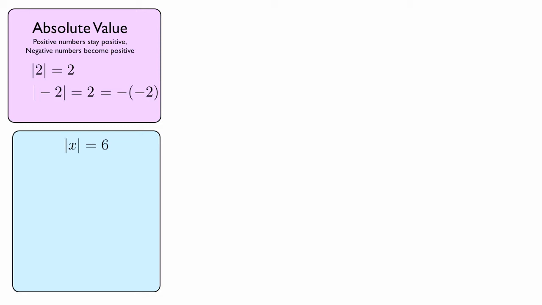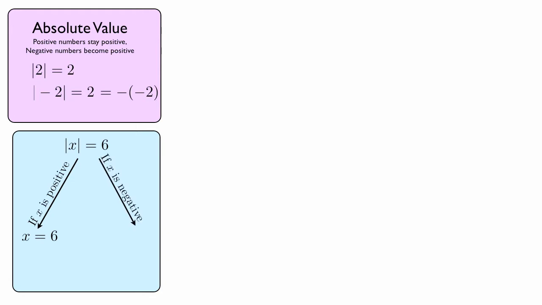The absolute value of x is equal to 6, and we have to find out what x could be. So there's one possibility: if x is positive, then the absolute value does nothing. It just remains itself, and it becomes x is equal to 6. And there's an answer right there. We're done. But what if x is negative?